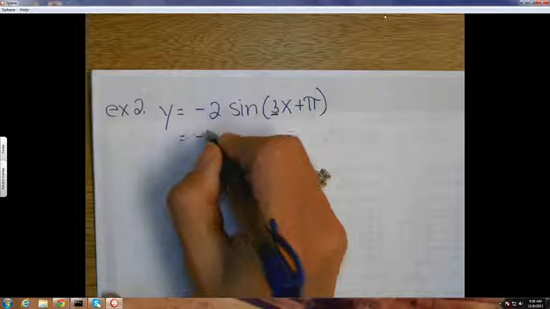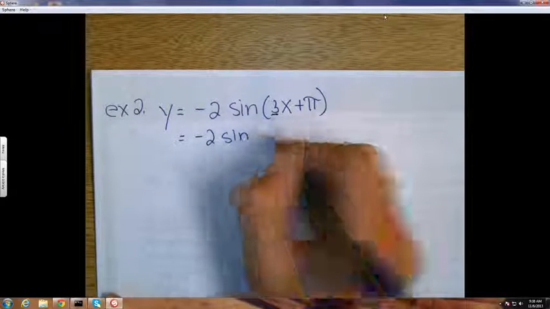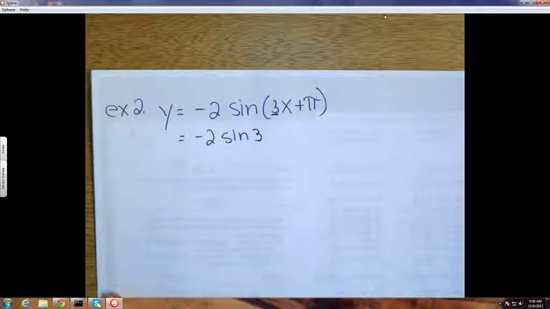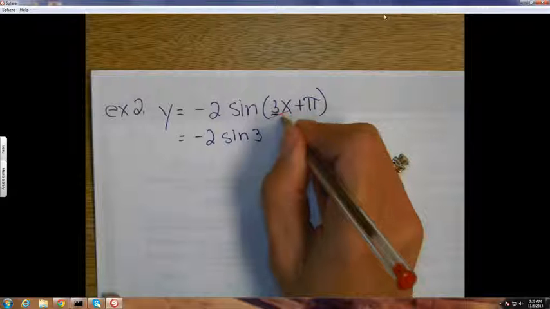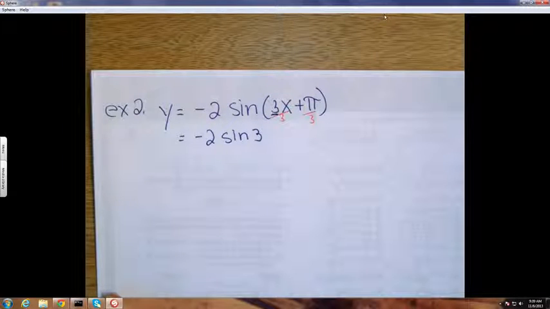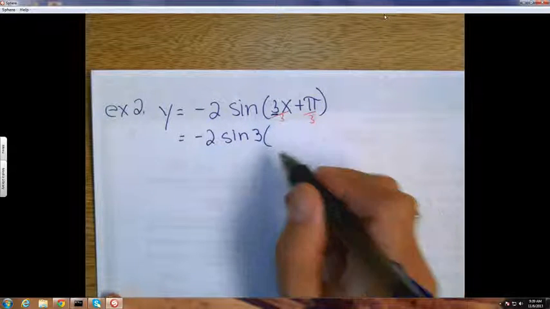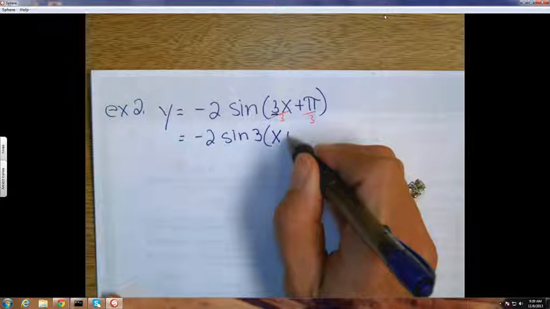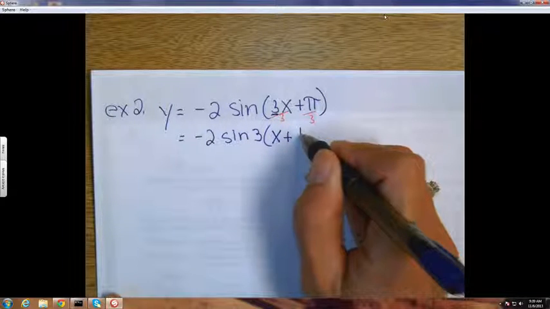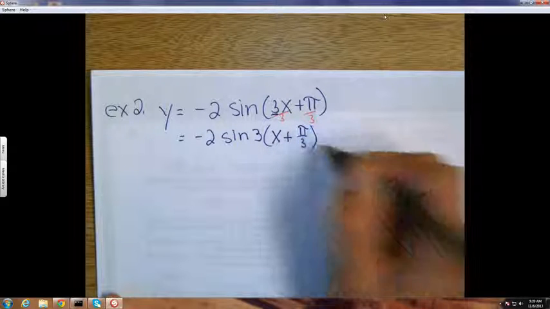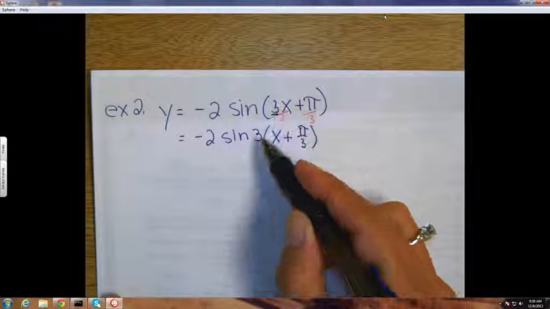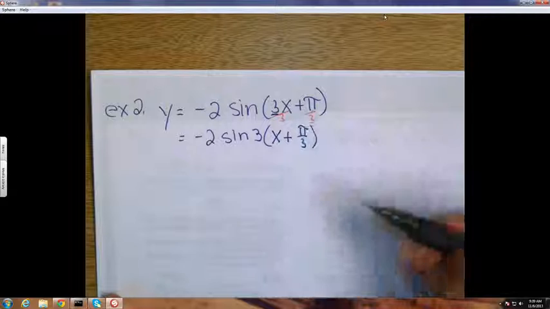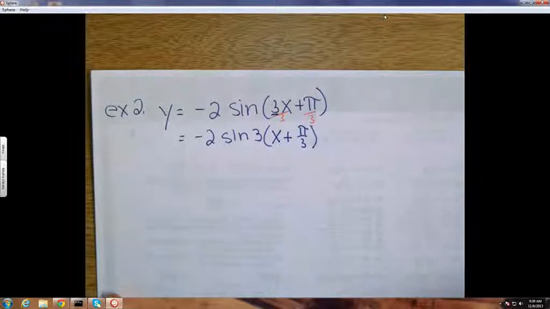So it's -2 sine. I want to take the 3 out and put it in front. And what you do when you take that out is you're dividing it out. So I divide each of these by 3 to see what's left. 3 divided by 3 leaves me with just the x. Plus, that's going to stay pi over 3. If you multiply it back in, you should get what we had. 3 times x is a 3x. 3 times the pi over 3, the 3's cancel, and you get the pi. So you're just factoring it out, which is dividing it out.